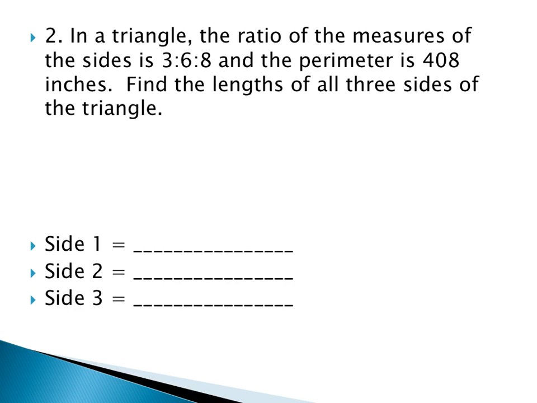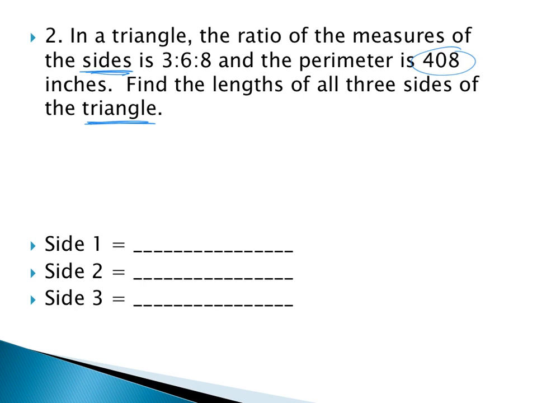Number 2, in a triangle, the ratio of the measures of the sides is 3 to 6 to 8. The perimeter is 408 inches. Find the lengths of all 3 sides of the triangle. Again, we're dealing with a triangle, but this time we are not dealing with angles, we're dealing with sides. The sides of a triangle do not add up to 180. In this case, the perimeter is 408.